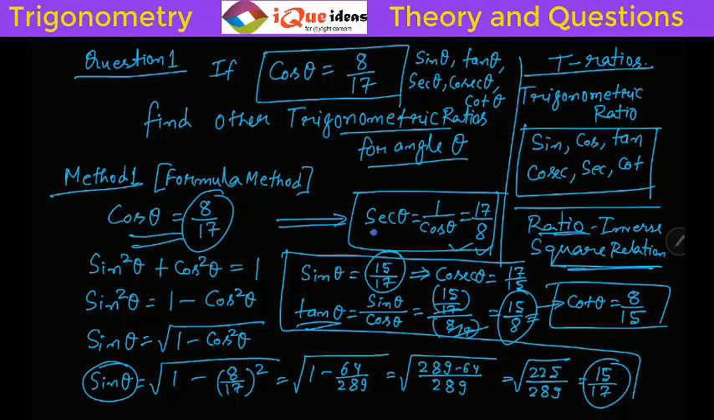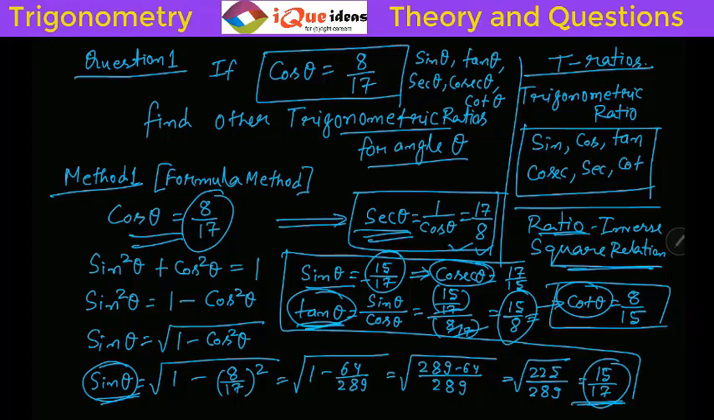From cos theta, we directly calculated sec theta. From the square relation, we calculated sine theta. Then by taking the ratio of sine theta and cos theta, we calculated tan theta. By inverting sine theta, we get cosec theta, and by inverting tan theta, we get cot theta. So this is one method wherein we use the formula. Alright, there is another way of doing the same question.